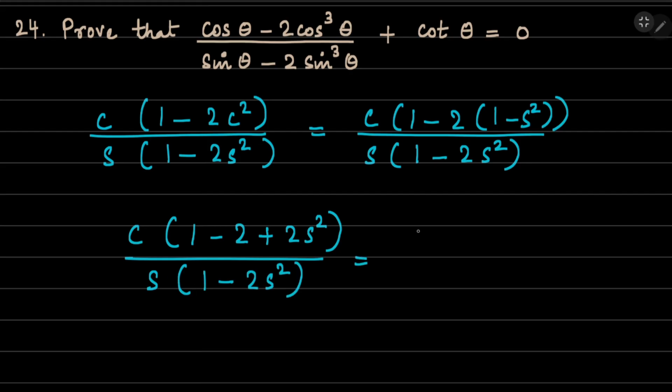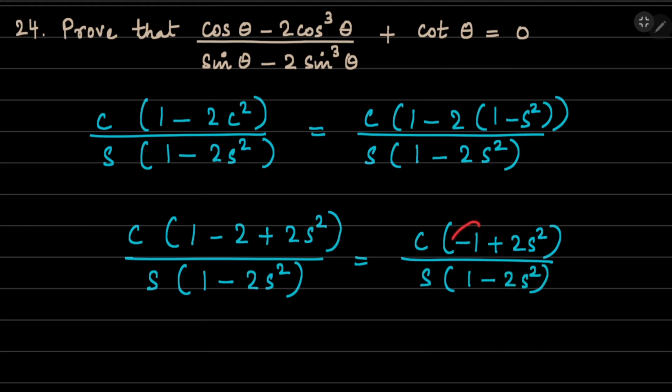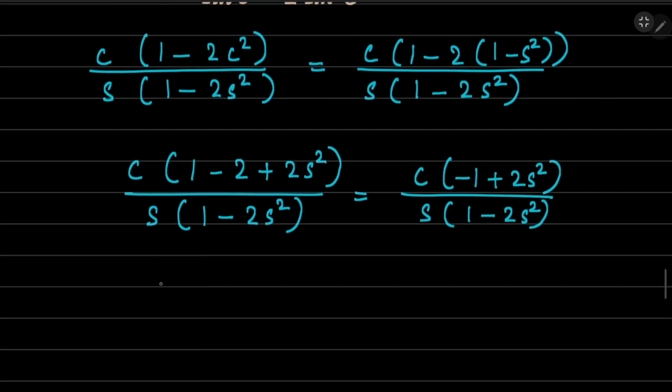So this question is something which we have already done. Here you have cos multiplied by minus, you have to take minus common out. Otherwise, I'll just write it in the next step. So cos multiplied by minus 1 plus 2 sine square theta divided by sine theta into 1 minus 2 sine square. So in order to cancel here, you have a minus 1, here you have a plus 1, plus 2 sine square, minus 2 sine square. So you have to take one negative common out.